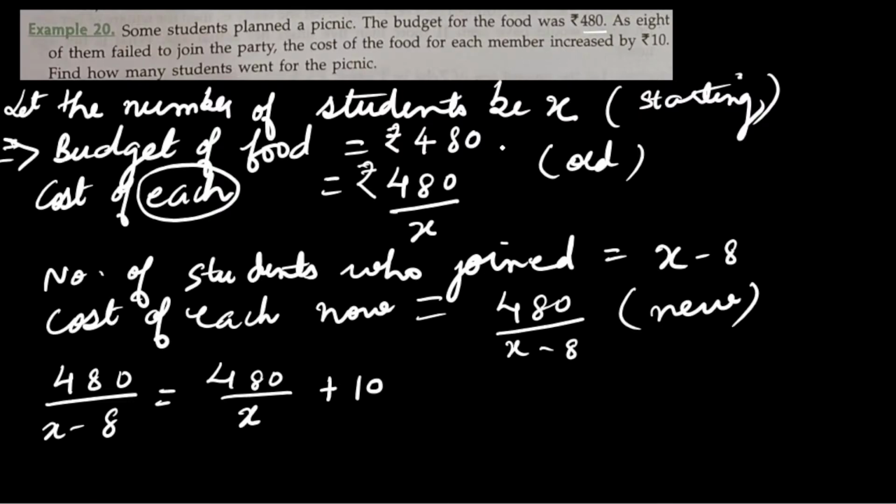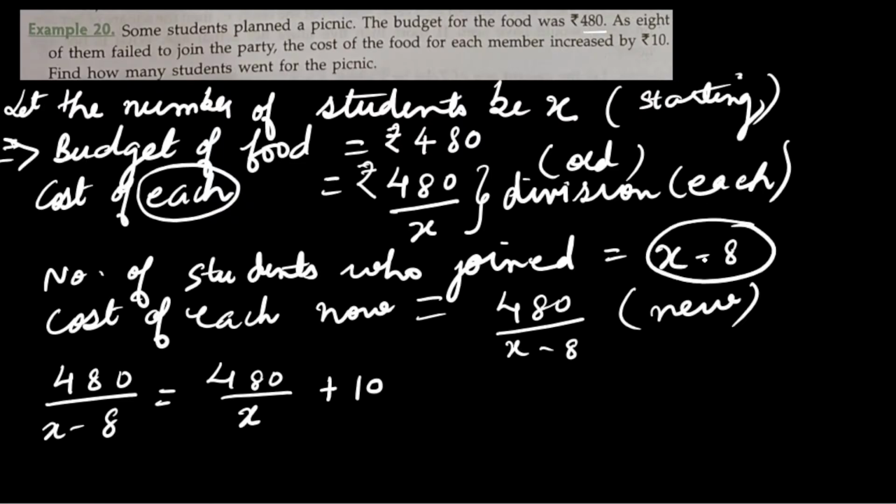So as 480 is the total cost, first of all, I found the cost of each student. Cost of each student, the concept for each I have to use division, which we always use. So this was the initial cost of each member. Now 8 of the members failed to join, so that's why I have x minus 8 members now.